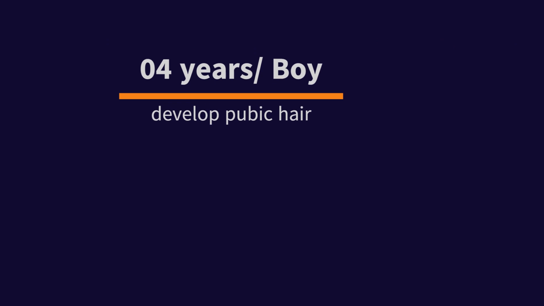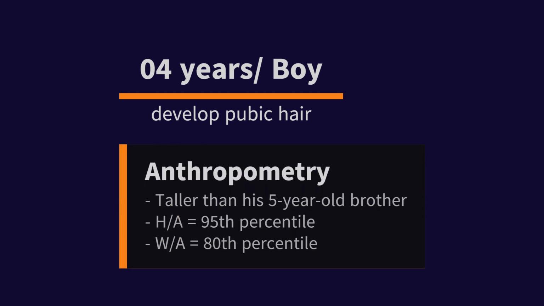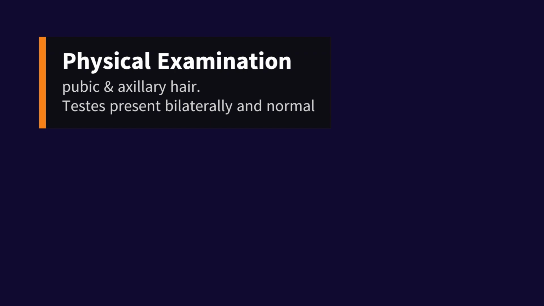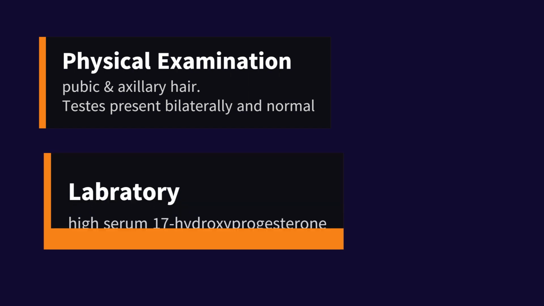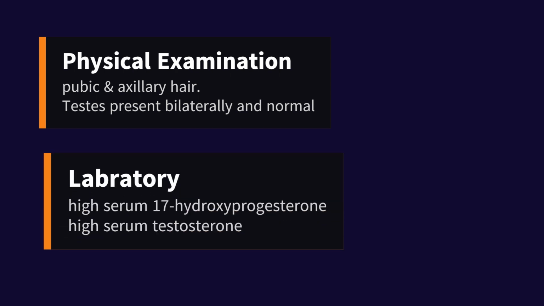The case scenario is, a 4-year-old boy is brought to the clinic after his mother noticed he was developing pubic hair. The boy had a recent growth spurt and is now taller than his 5-year-old brother. The patient's preschool teacher recently mentioned he has body odor after he runs or plays. Height is at the 95th percentile for age, and weight is at the 80th percentile. Examination reveals sparse growth of long pigmented hair at the base of the penis and in both axillae. Testes are present bilaterally and appear normal. Laboratory assessment reveals high serum concentrations of 17-hydroxyprogesterone and testosterone.